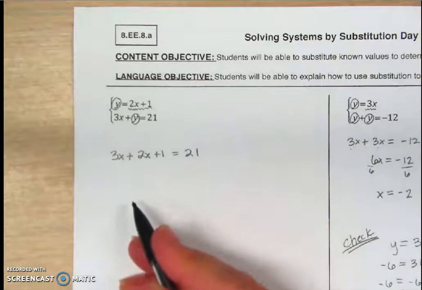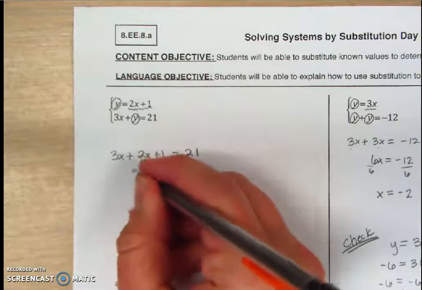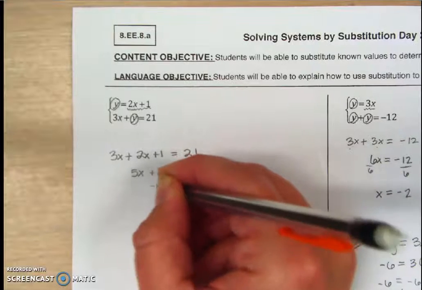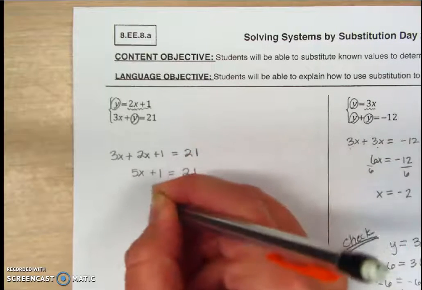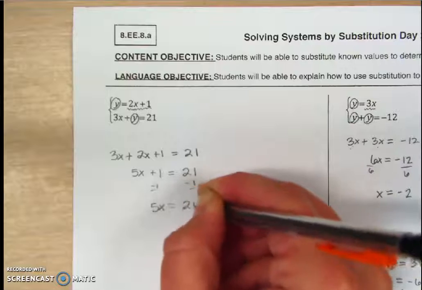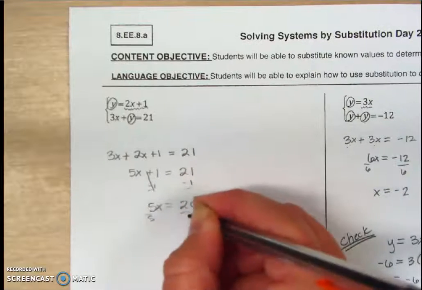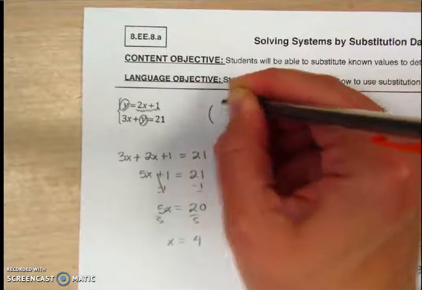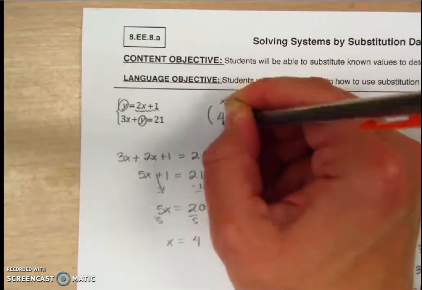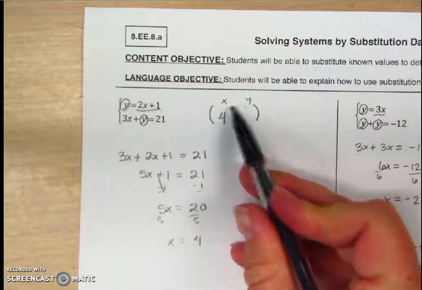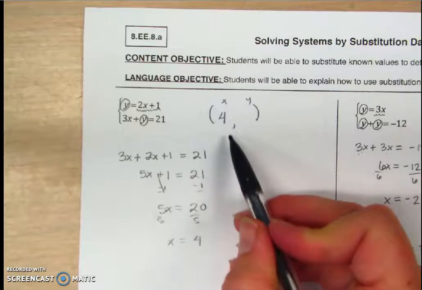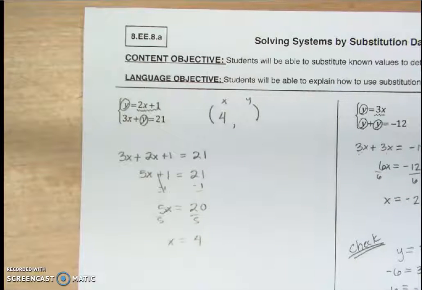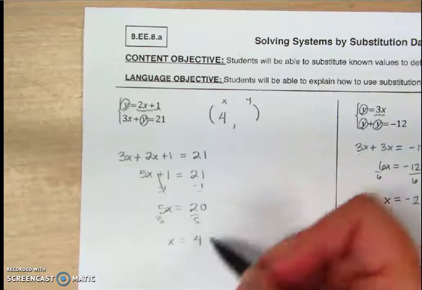All right, so we have 3x plus 2x, which is 5x plus 1 equals 21. I'm going to subtract 1 from both sides to get 5x equals 20. Divide both sides by 5, and x equals 4. All right, so we've got the x part of our point. We know x is 4. Now you'll notice I always do this. I always label the x and y so that I remember which variable I just got and where it goes in an ordered pair. So I'm going to write the 4 under the x. So we know x is 4.